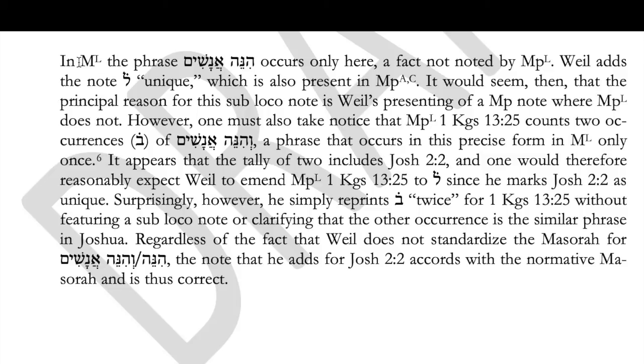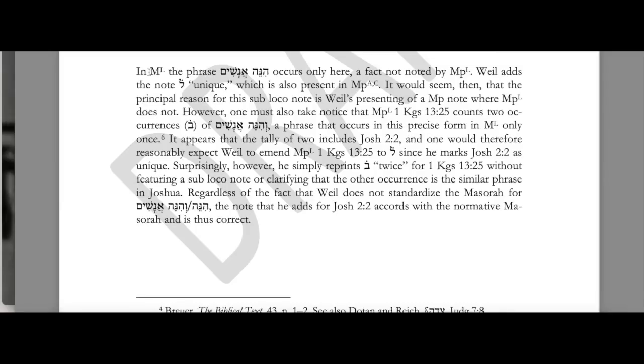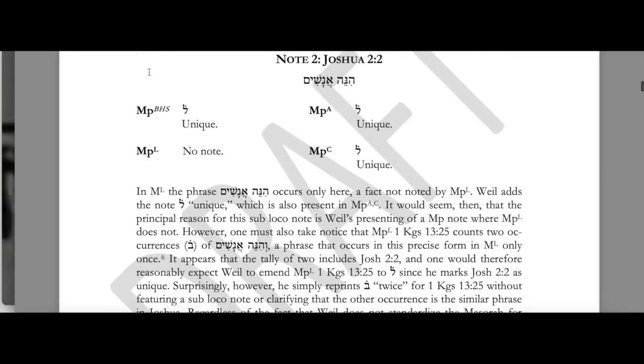However, one must also take notice that MPL 1 Kings 13:25 counts two occurrences, bet, of V'hinei Anashim, a phrase that occurs in this precise form in the Leningrad Codex only once. It would appear that the tally of two in 1 Kings 13:25 includes this occurrence of Hinei Anashim. So the problem is this, where Hinei Anashim occurs in MPL 1 Kings 13:25, we have the note bet. What is the second occurrence? It is Joshua 2:2, what we have here.